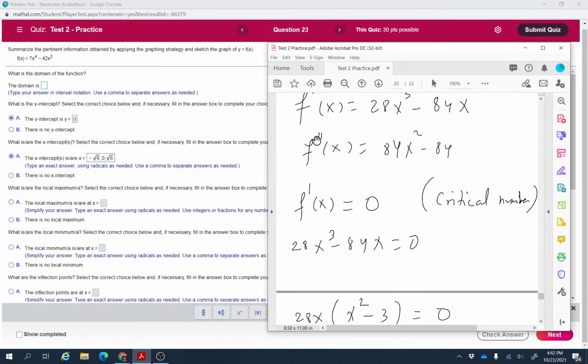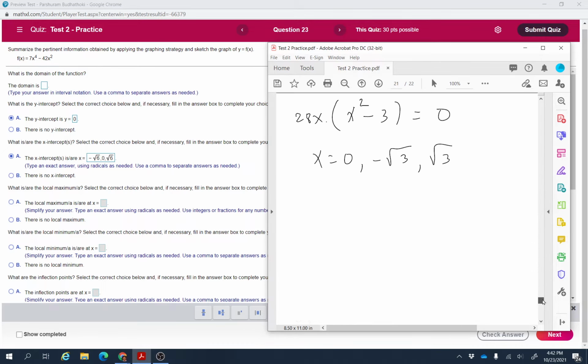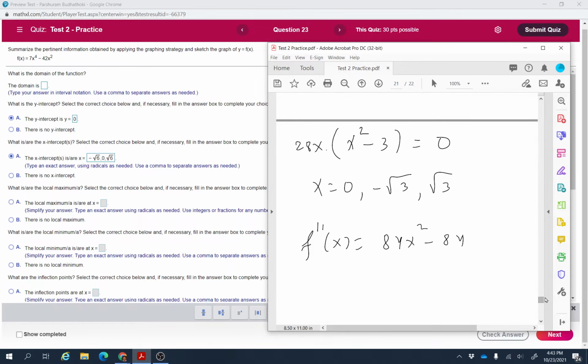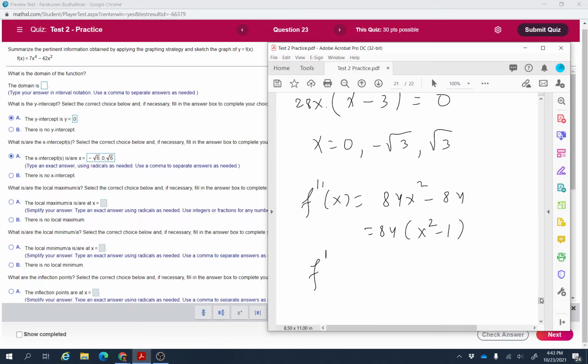Here we need to check the value of the second derivative. So let's do that. The second derivative is 84x squared minus 84. Let's go back here again to double check. It's 84x squared minus 84. So I can factor out 84 and write it like this. It would be easier for me to see where this function is positive or negative. The second derivative at 0 is negative 84. It's negative, so if the second derivative is negative, the function has a maximum value at 0. Second derivative negative means the function has a maximum at this critical point.